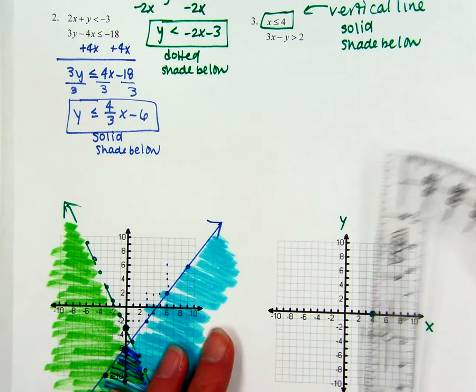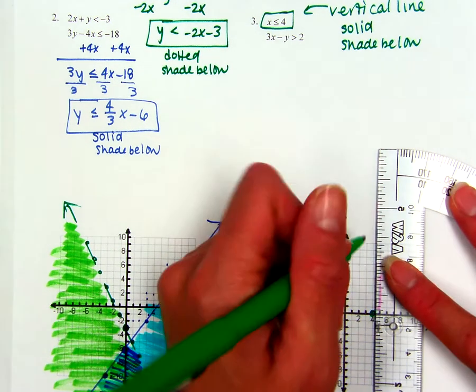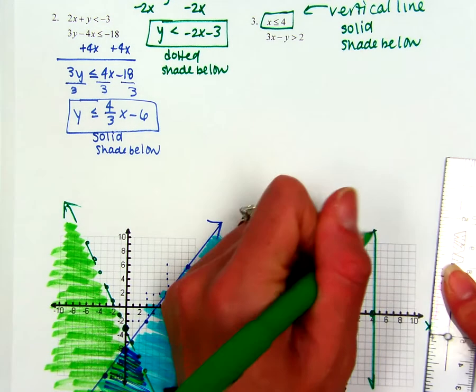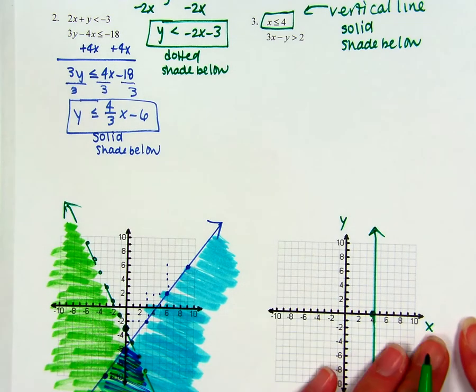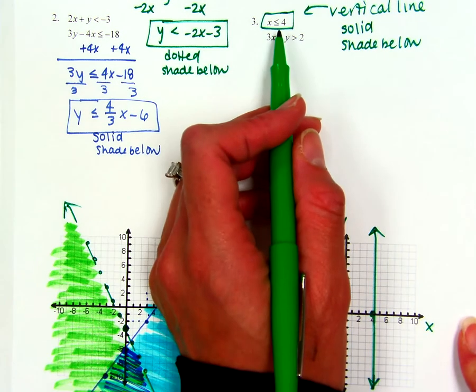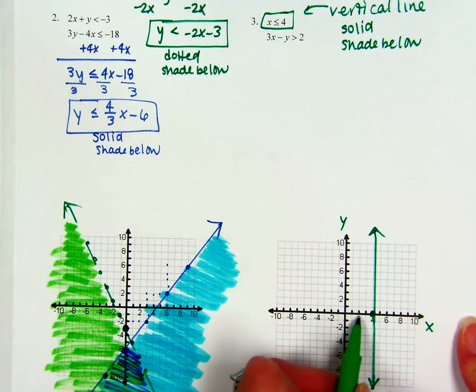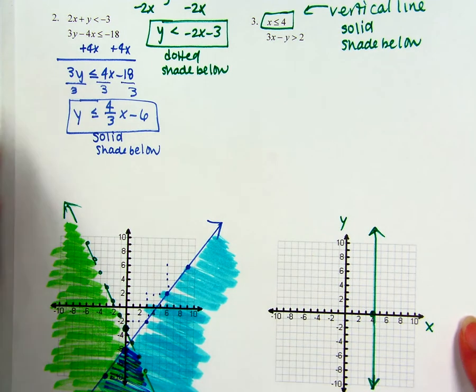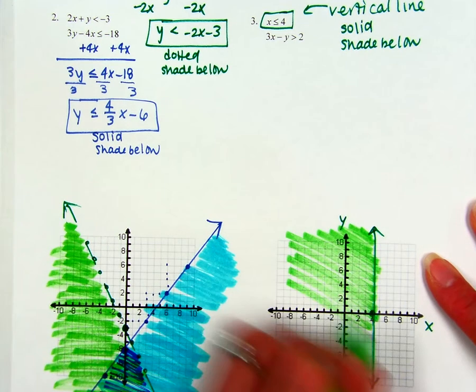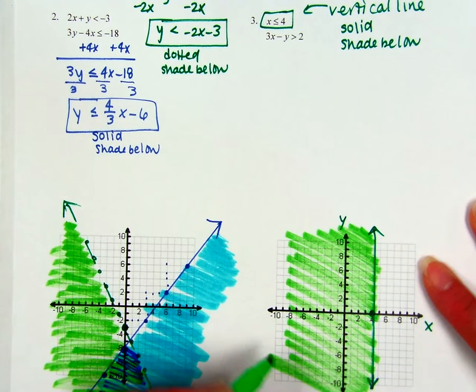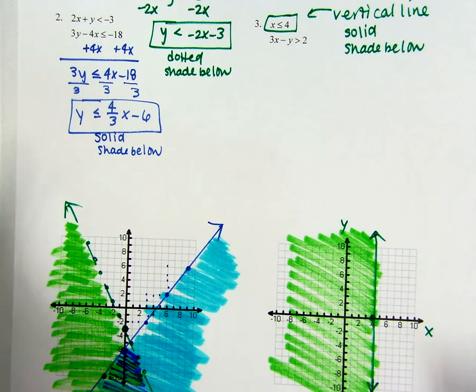All right, so I'm going to draw in my solid line vertical. Now, the only issue here is that there really is no above and below when you've got a vertical line. You have a left or a right. Well, less than 4 would be 3, 2, 1, 0. So I'm really shading to the left. Okay, so anything to the left of that line.